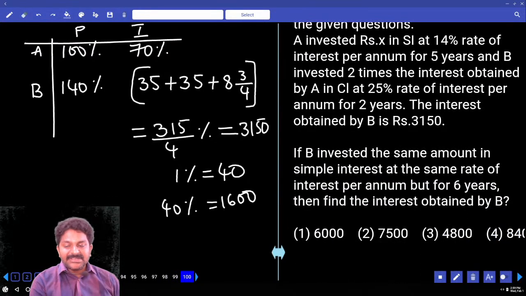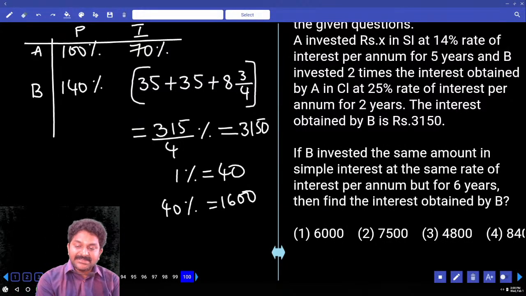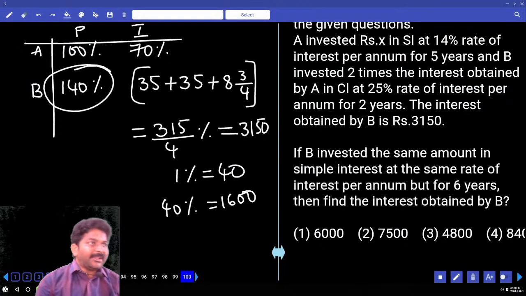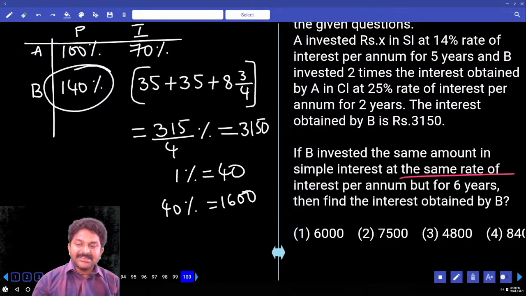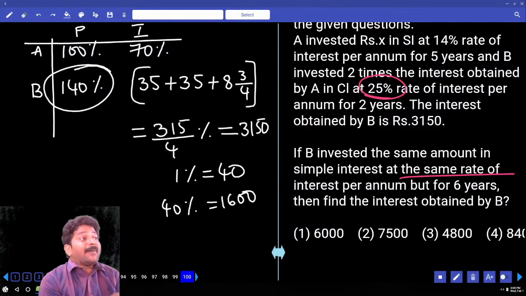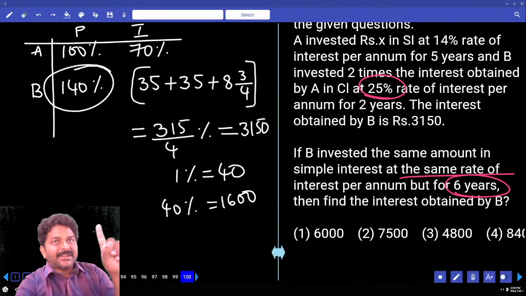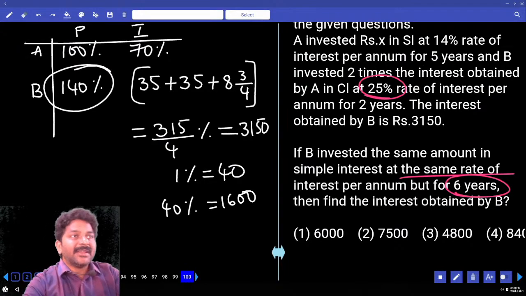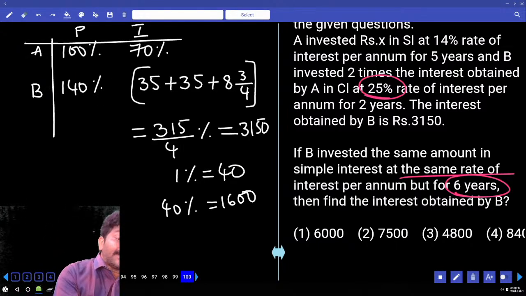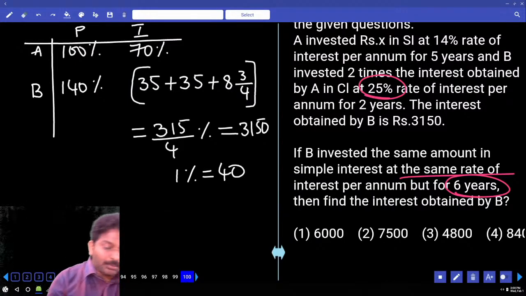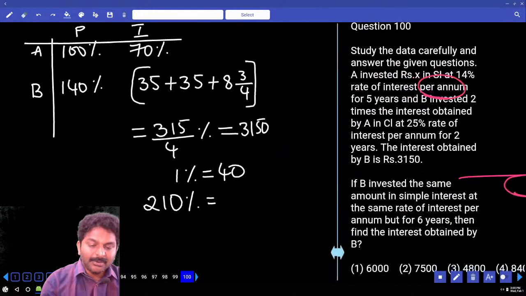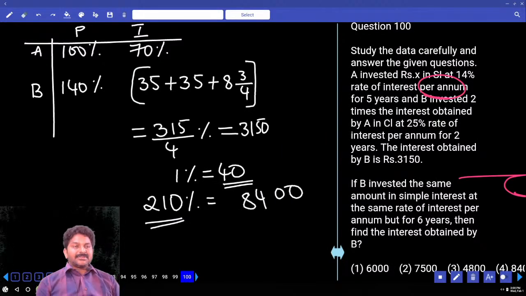If B invested the same amount in simple interest at the same rate of interest per annum, but for 6 years, find the interest obtained by B. If B invests the same money, in the sense 140%, at the same rate of interest, in the sense 25%, but instead of compound interest, it is given at simple interest for 6 years. If simple interest per year is 25%, in 6 years how much interest will we get? 150%. 150% of the principal, right? 150% of 140, how much is that? 210%. 210% is equal to 210 into 40. 2 zeros are here. 21 times 4 is 84. 8,400 is the answer.